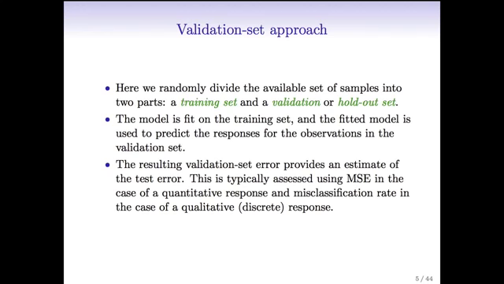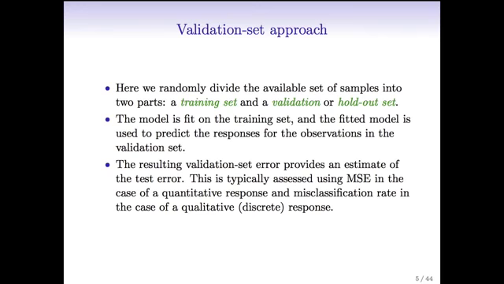So the idea is simple. We take the model, we fit it on the training half, and then we apply the fitted model to the other half, the validation or holdout set. And we record the error that we get on the holdout set. That error, the validation set error, provides us a good idea of the test error. Well, at least some idea of the test error. And the error we'll measure by mean squared error in the case of a quantitative response, or misclassification rate in the case of a qualitative or discrete response, classification.